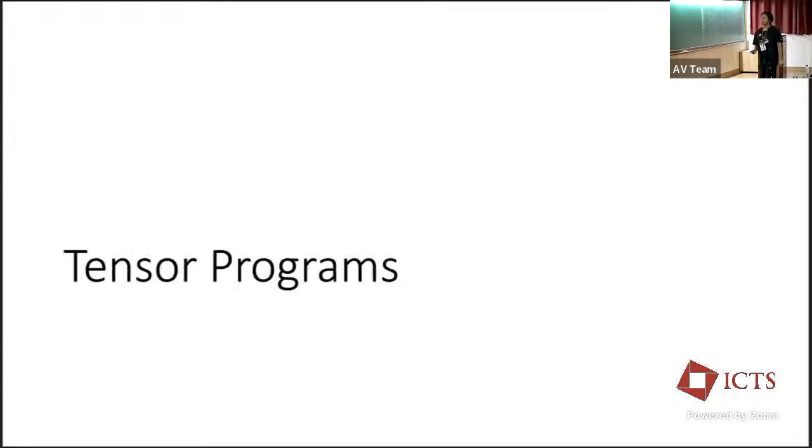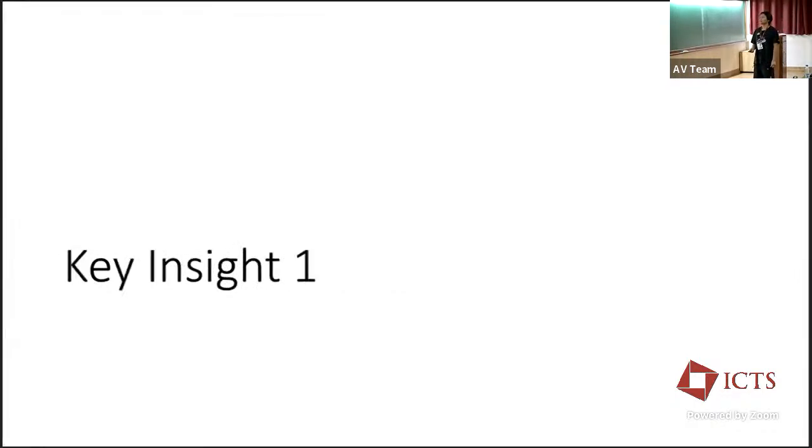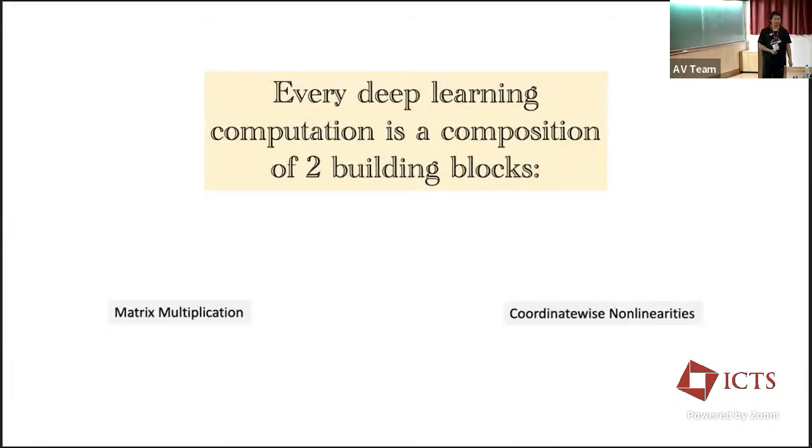The key insights come from the foundations of tensor programs. I haven't told you what it is yet. It's just a term right now. But the first insight in this whole area is that every deep learning computation is a composition of two building blocks: matrix multiplication and coordinate-wise nonlinearities. As I stated it, it's almost obvious.